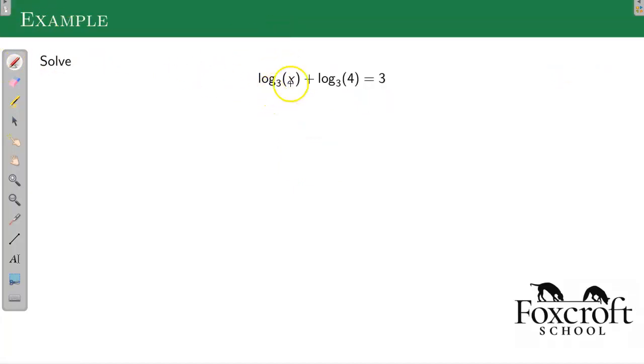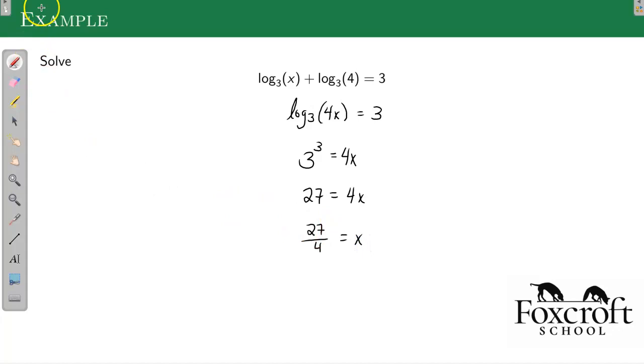All right, this one's similar, but we have multiple logs on one side. But we can always get rid of multiple logs by just combining them using our log rules. There's a plus sign, so I multiply. There's not a log on both sides, so I have to use my inverses. So we get 3 cubed equals 4x. 3 cubed is 27. Divide by 4. Get my final answer. Again, double check it's a log equation. Does 27 over 4 work? 27 over 4 is 7.75 or something, so it's fine to plug in because it's positive.